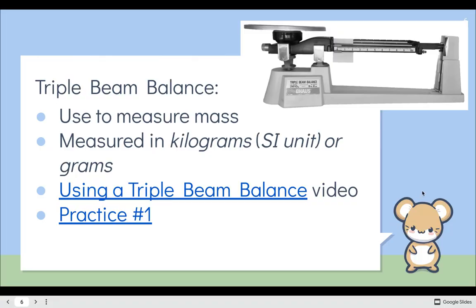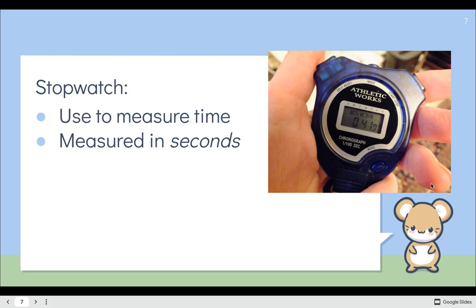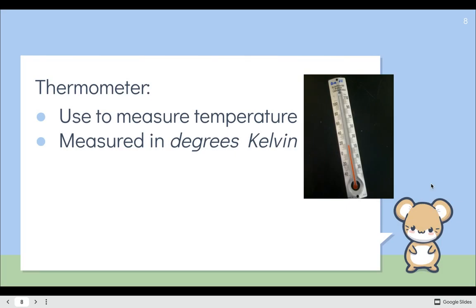The second tool we will use is a triple beam balance. We use this to measure mass, and it's measured in kilograms or grams. A stopwatch is used to measure time, and we use seconds in the metric system. A thermometer is used to measure temperature, and we measure in degrees Kelvin. However, we often use Celsius as well in science class.